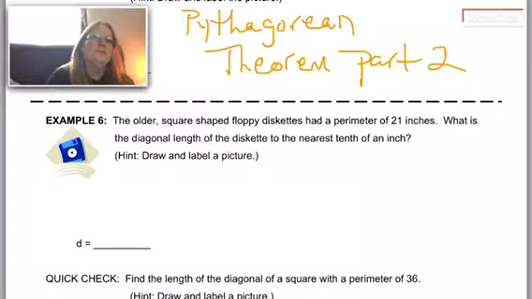Pythagorean theorem, part 2. Example 6. The older square-shaped floppy disk had a perimeter of 21 inches. What is the diagonal length of the diskette to the nearest tenth of an inch?